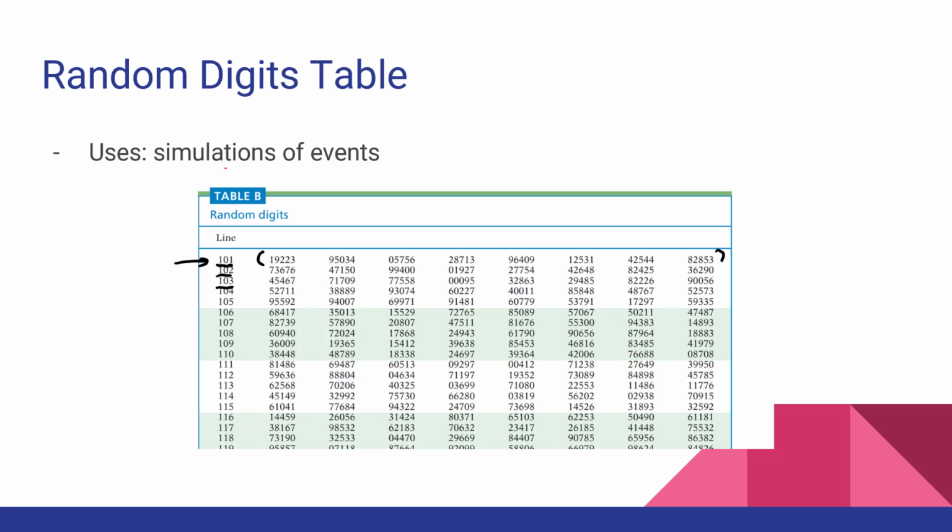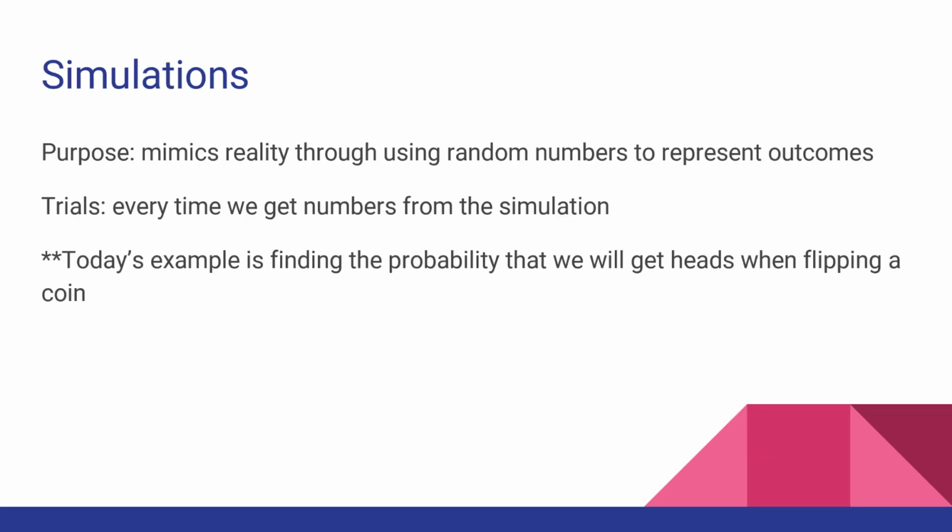We usually use these when we do random simulations of events. The purpose of a simulation is to mimic some real-life event through using random numbers to represent the outcomes of some random event. A word that you need to know is a trial. A trial is every time that we run through a test of the simulation and then get some numbers.